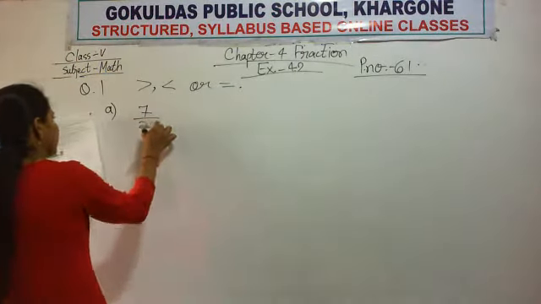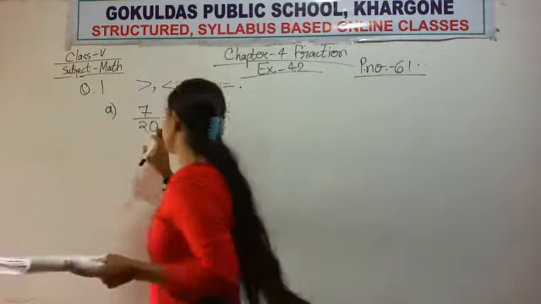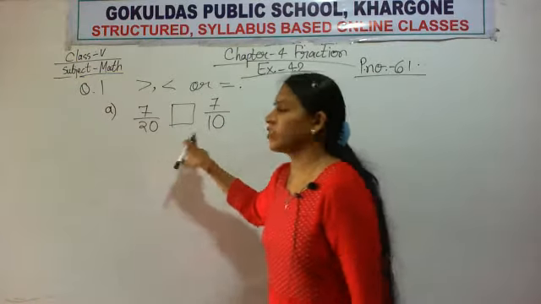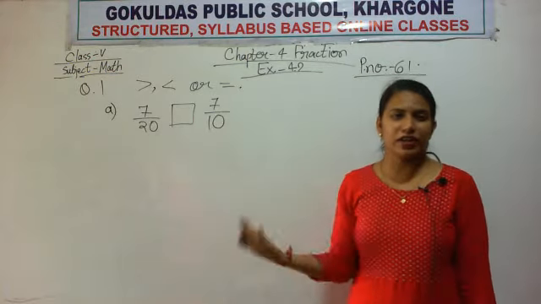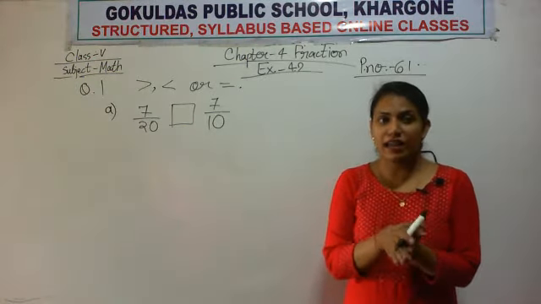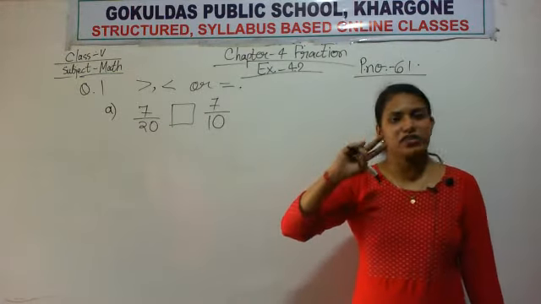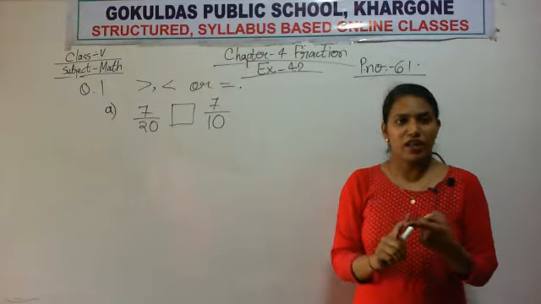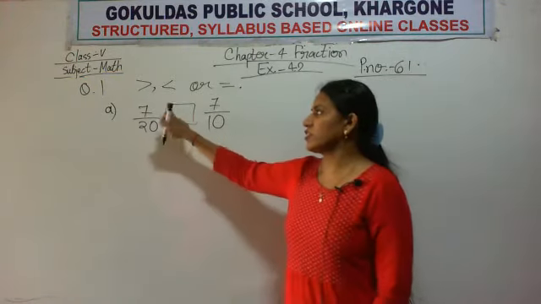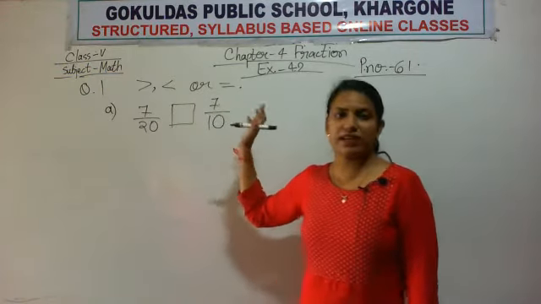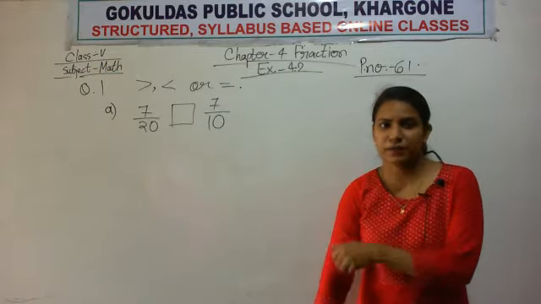7 upon 20, 7 upon 10. Compare both the numbers. When you compare the denominators, both numbers have different denominators, which means they are unlike fractions. Now in unlike fractions, two cases were there. One was the same numerator, so here the condition is fulfilled. Both the numerators are the same. So in such a case, what do we compare?